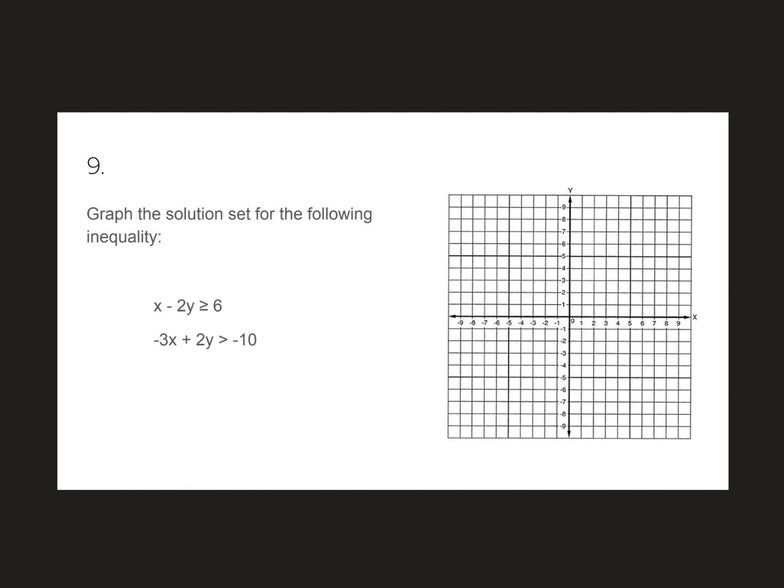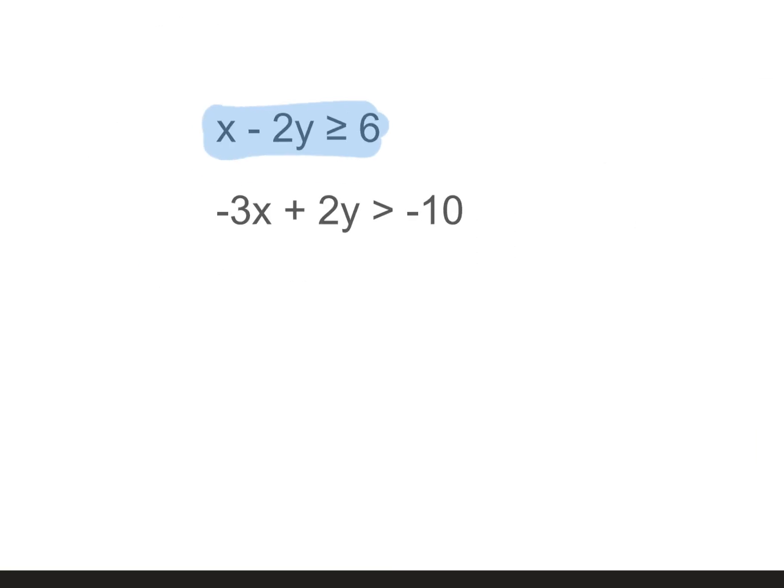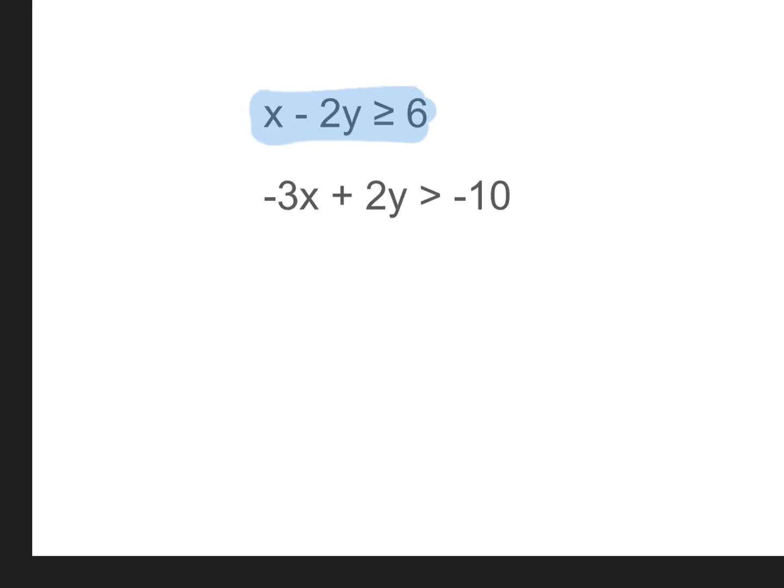All right, graph the solution set for the following inequality. We've got a system. We've got 2 inequalities. Our first one is x minus 2y is greater than or equal to 6. We talked about in a previous problem, these have to be in slope-intercept form. So the first thing I need to do is solve for y.